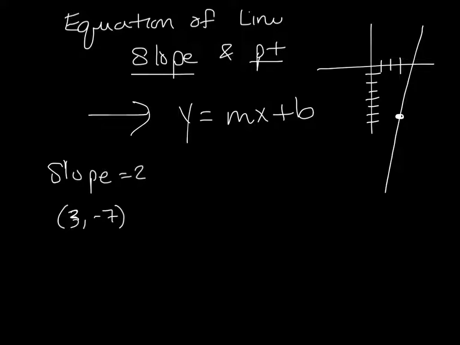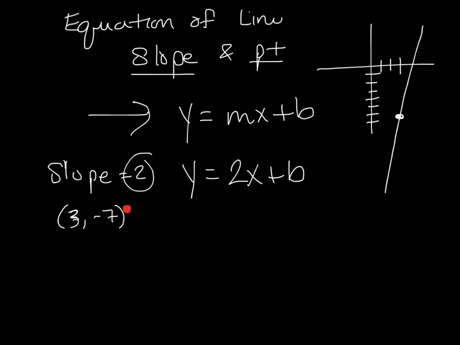Well, one thing that's really easy to do is plug in that 2 for the slope. Okay, so we're halfway there. We just need to figure out the b value. The problem is this point (3, -7) is not on the y-axis. And remember, b is a y-intercept. So that point is not the y-intercept, so I can't use the 3 or the -7 for the b value at all. Instead, I'm going to have to do a little bit of work and figure out what b is.